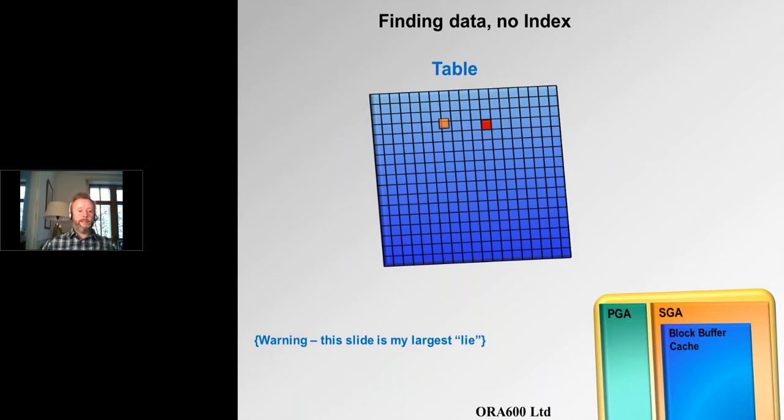So it gets the first 8K block and it reads it in, gets the next 8K block, reads it in, gets the next 8K block, reads it in. If anybody's thinking this is very inefficient, you're right. If you're thinking that I'm lying, I'm lying.